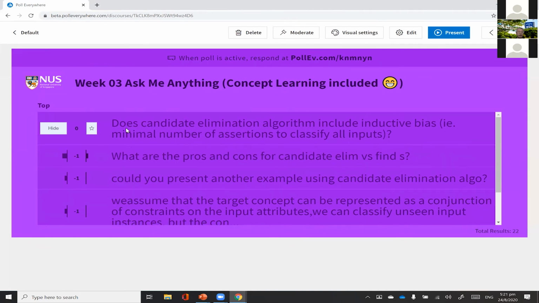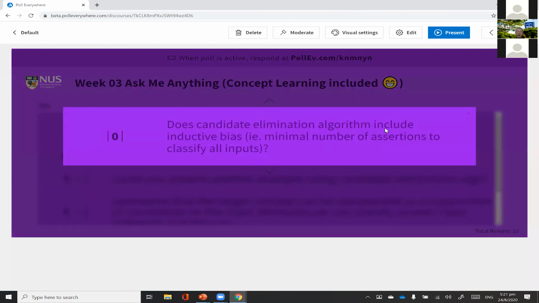All right, so does the candidate elimination algorithm include inductive bias? Okay, meaning the minimal number of assertions to classify all inputs. I'm not sure I quite understand this question. Yes, it includes an inductive bias, right? When we do candidate elimination, we are again doing this sandwiching between S and G. So it has an inductive bias, and we went over that in the last couple of slides. So I hope that is addressed. Okay.